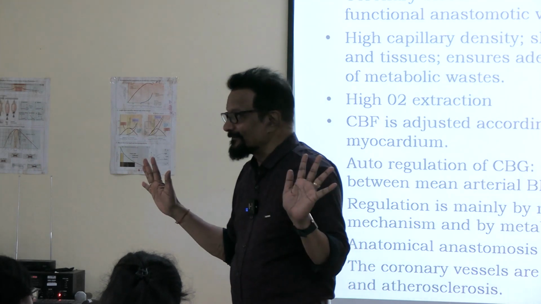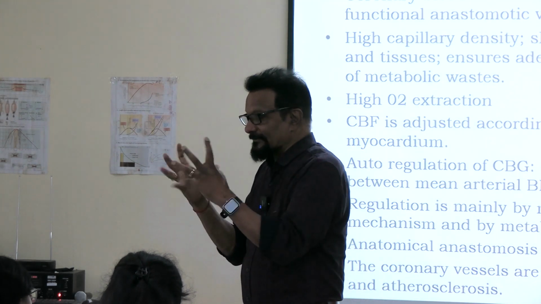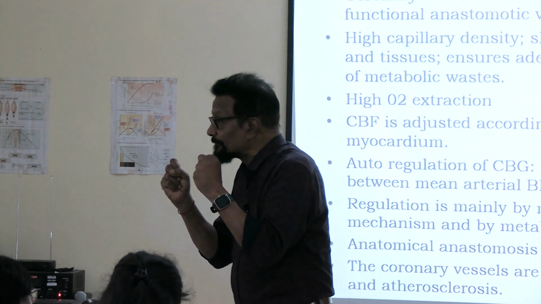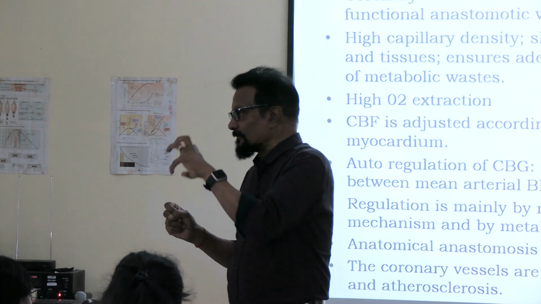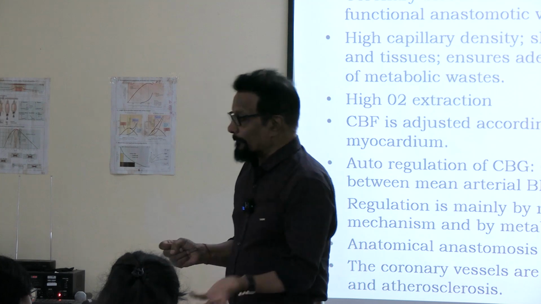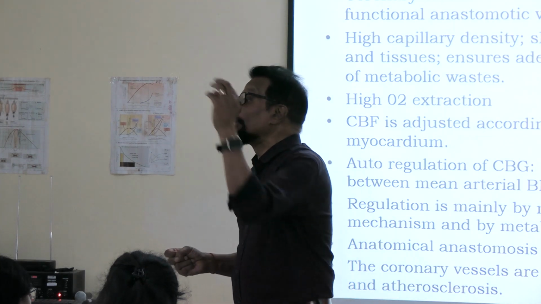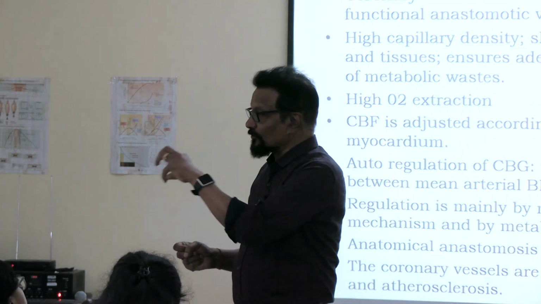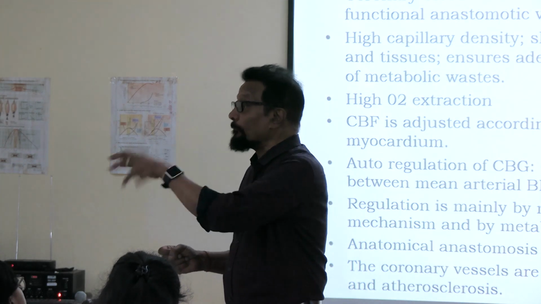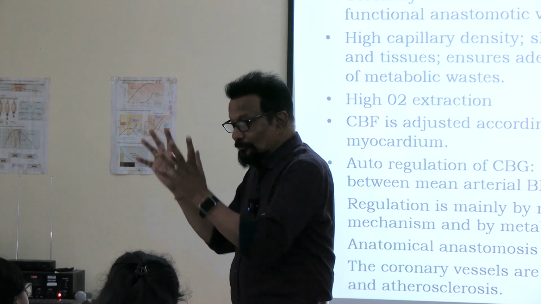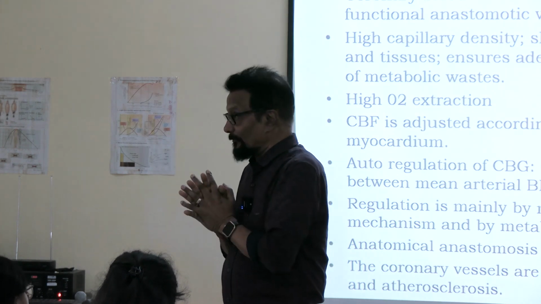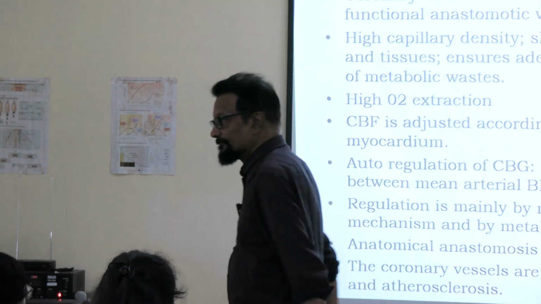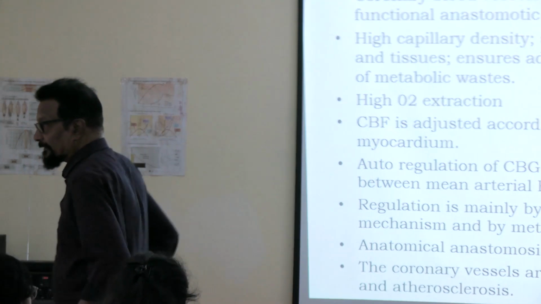So these are interrelated. When cardiac activity is increased, the cardiac muscle will require more oxygen. To supply more oxygen, there should be more supply of oxygen and nutrients, more supply of blood. It means you have to increase your coronary blood flow. How is this done?